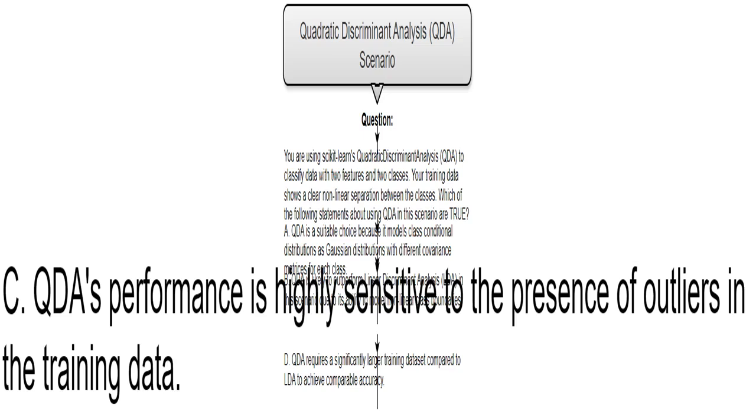QDA's core strength is that it models the data for each class as a Gaussian, normal, distribution. But crucially, each class has its own covariance matrix. This is a crucial point. It's what allows QDA to handle nonlinear decision boundaries effectively. That's why, when faced with the non-linearly separable data in our scenario, QDA is a suitable choice.